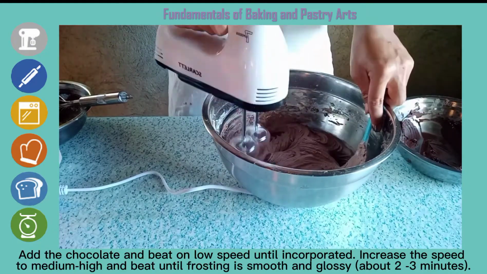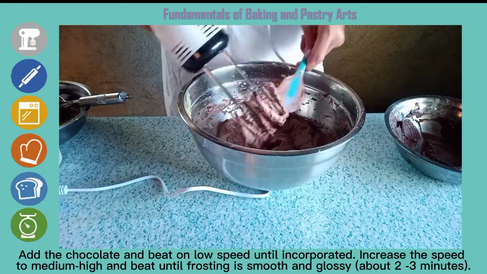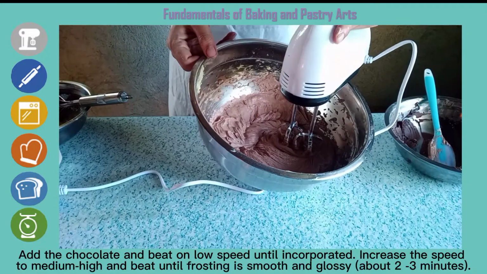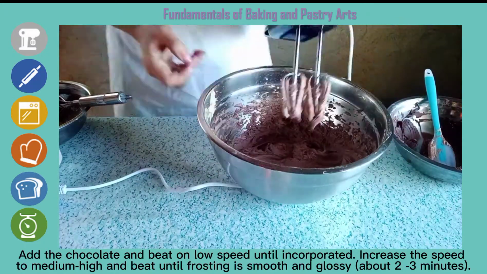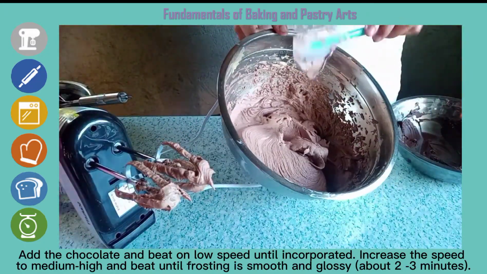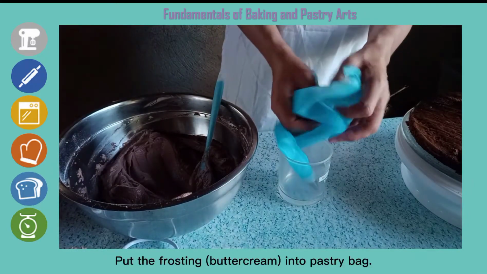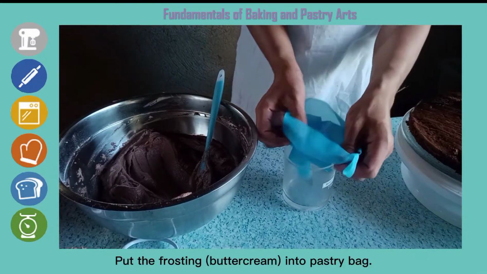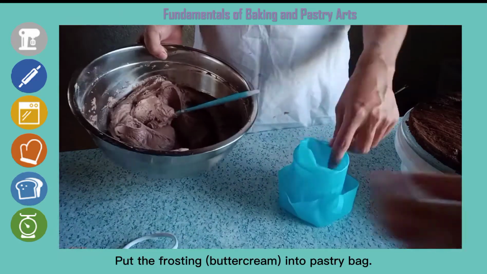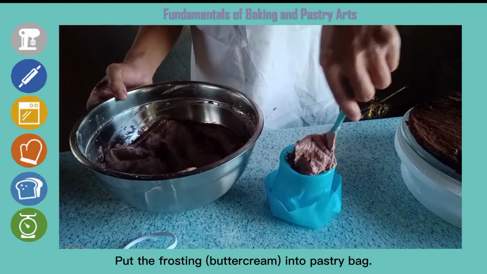Increase the speed to medium-high and beat until frosting becomes smooth and glossy. Beat for about 2 minutes. Put the frosting or the chocolate buttercream in a pastry bag for easy application.